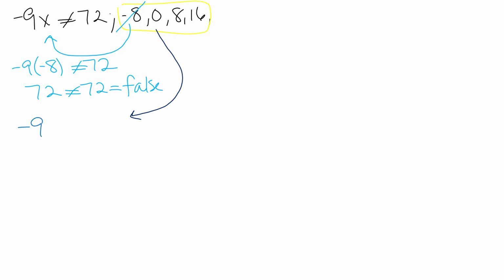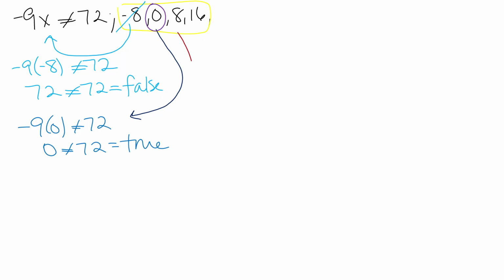-9 times 0 is not equal to 72. Well, 0 is not equal to 72. That's true. 0 is not equal to 72. So I know that in this solution set, I am going to be including 0. Let's look at 8. Let's do our next one.